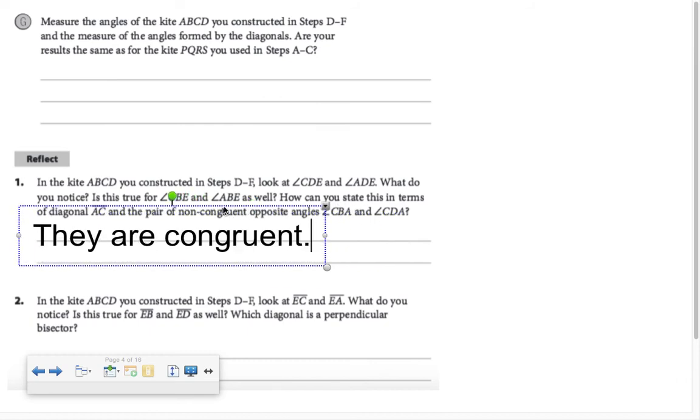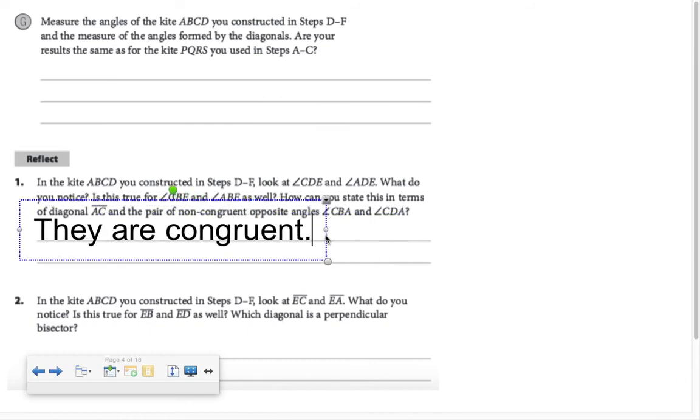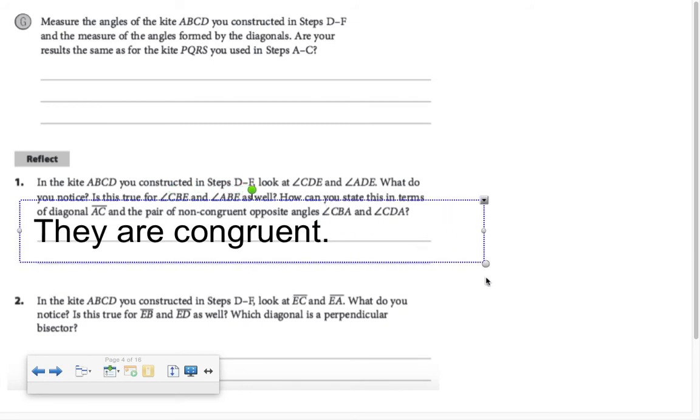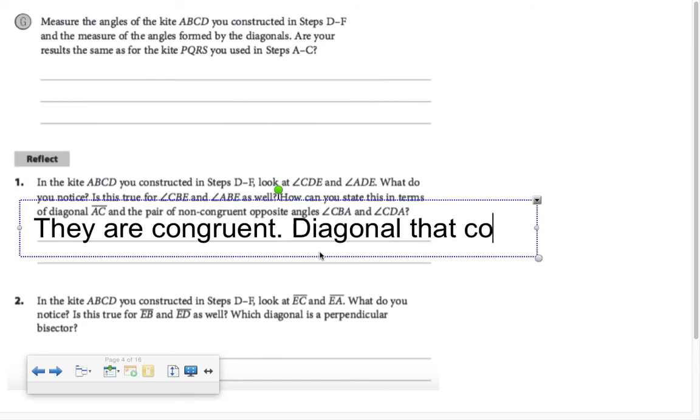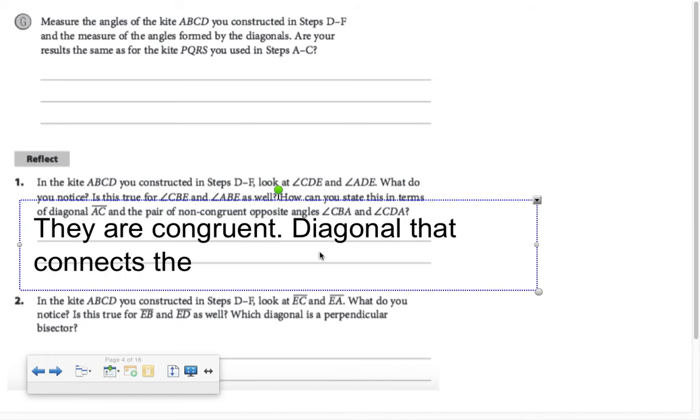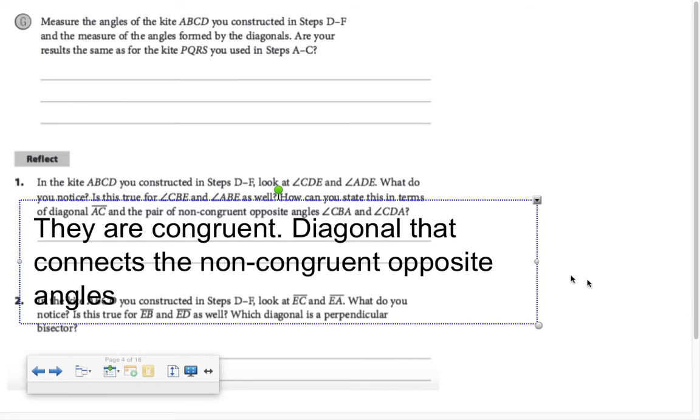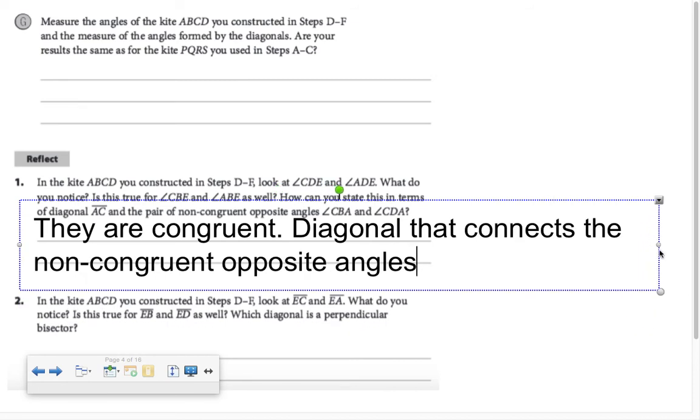And then how can I state this in terms of the diagonal AC and the pair of congruent, non-congruent angles? Okay, so they are congruent. So the diagonal that connects the non-congruent opposite angles bisects those angles.